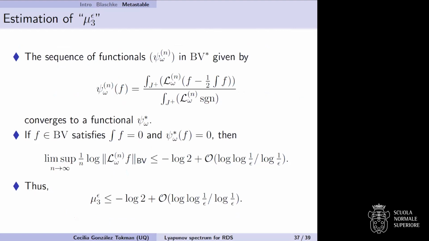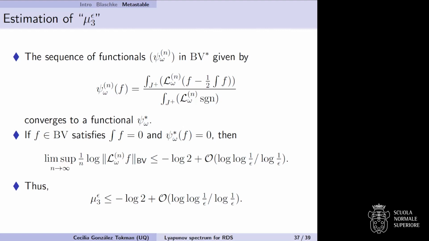Now, for the rest of the spectrum, we can construct functionals, and these are, of course, omega dependent functionals, so that if we start with a function which has integral 0 and functional also equal to 0, then the growth rate will be very close to minus log 2. So we'll have an upper bound, which is very far from 1. And so that gives that if there's a third Lyapunov exponent, it will be bounded above by that quantity.